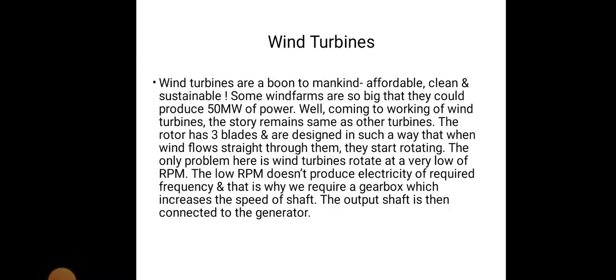Then wind turbine. Wind turbines are a boon to mankind: affordable, clean and sustainable. Some wind farms are so big that they could produce 50 megawatts of power. Coming to the working of a wind turbine, the story remains the same as the other turbines. The rotor has three blades designed in such a way that when wind flows through them, they start rotating. The only problem here is that wind turbines rotate at very low rpm. The low rpm does not produce electricity of required frequency, and that is why we use a gearbox which increases the speed of the shaft. The output shaft is then connected to a generator.